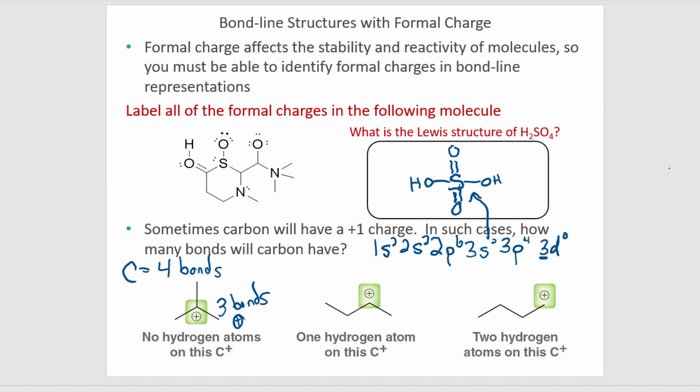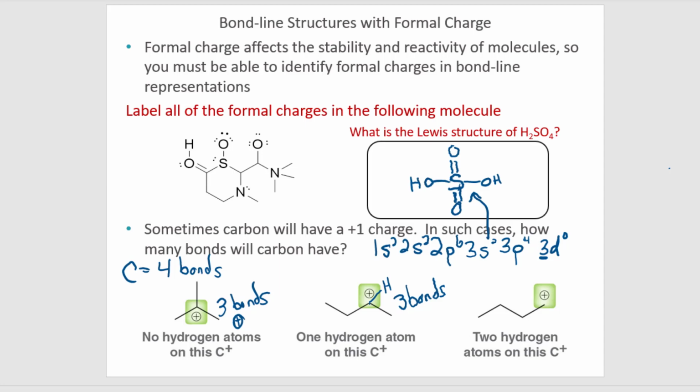Here's another example. A carbon with a positive charge, but doesn't it look like it has 2 bonds? Well, it does still have 3 bonds. You guys know what that third bond is? You guessed it. It's an assumed hydrogen.